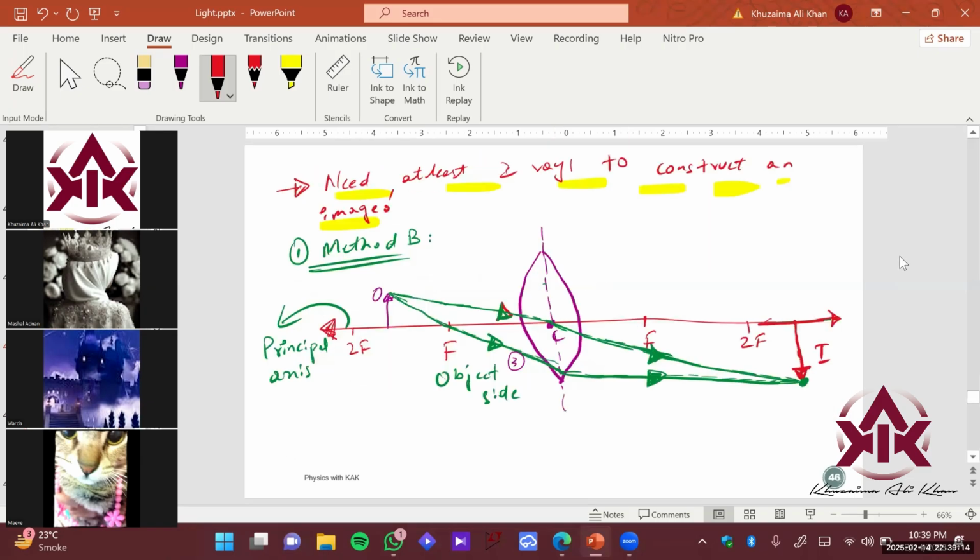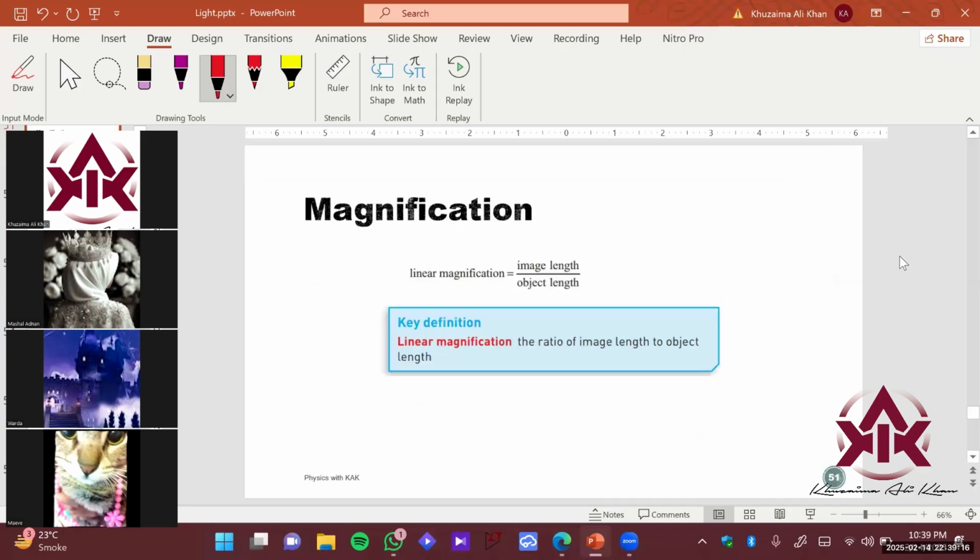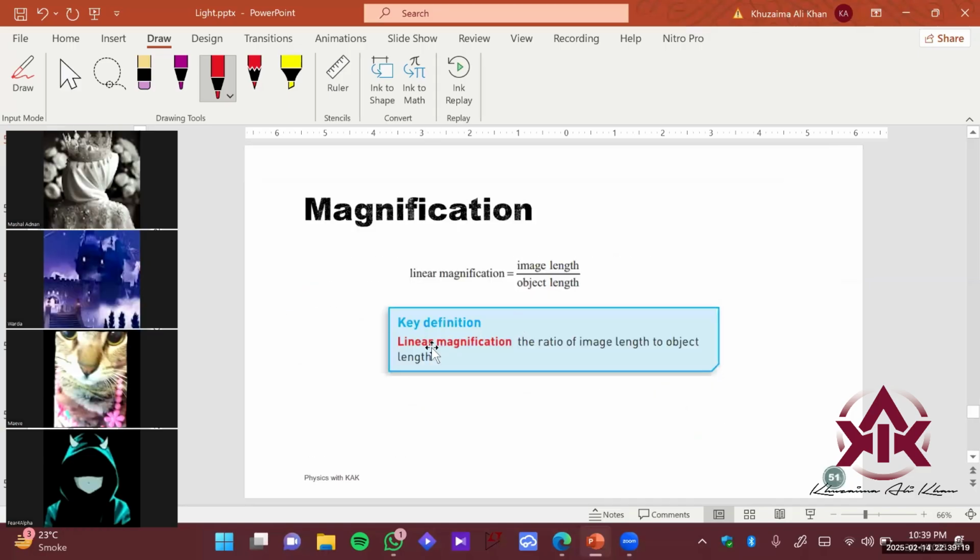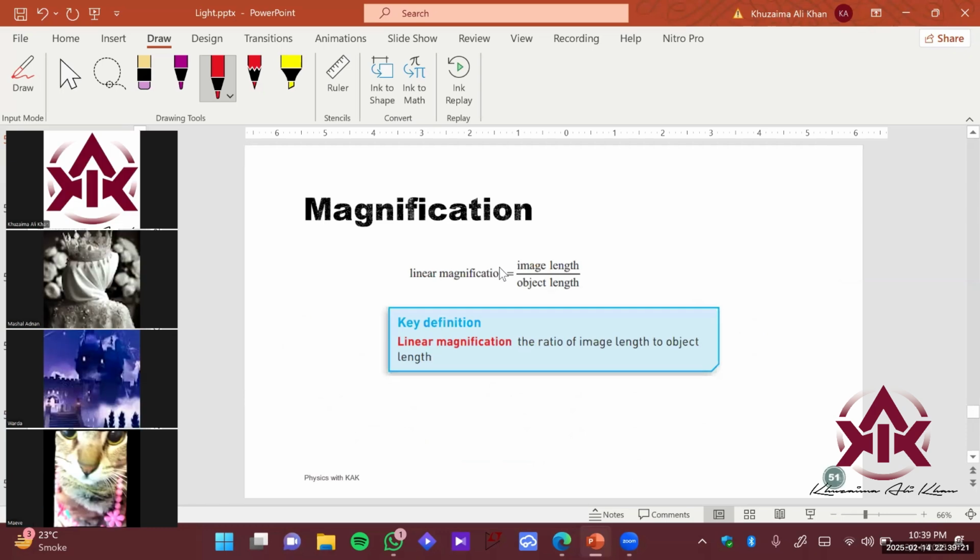If it makes sense, give me thumbs up quickly. Okay, good, good. I hope it makes sense. Okay, that's good. So now we have an idea of magnification.